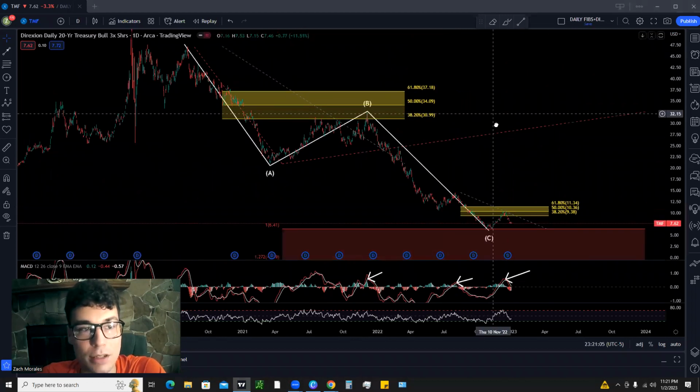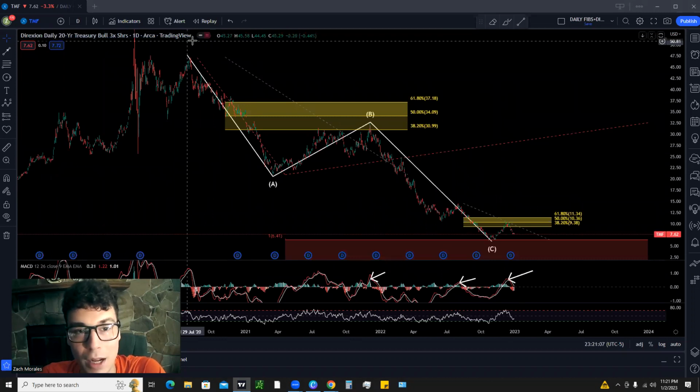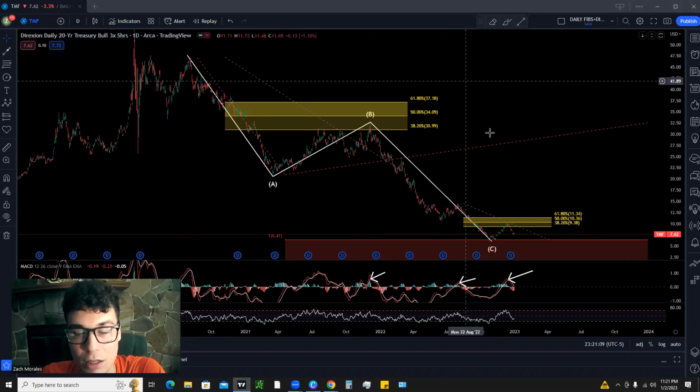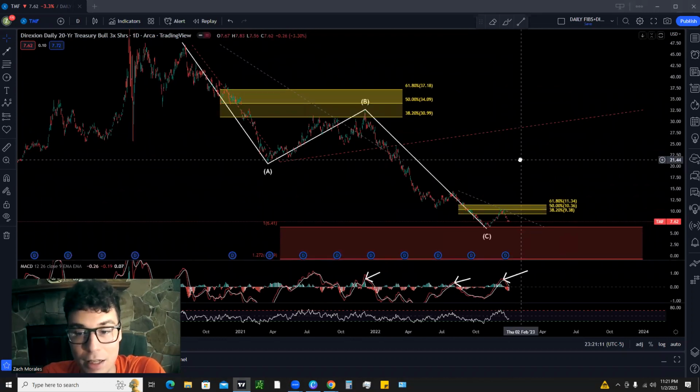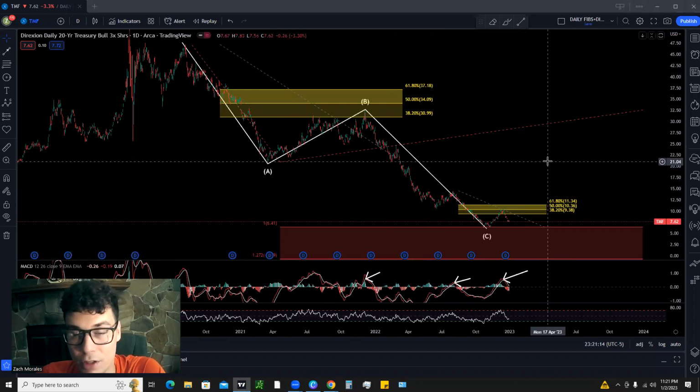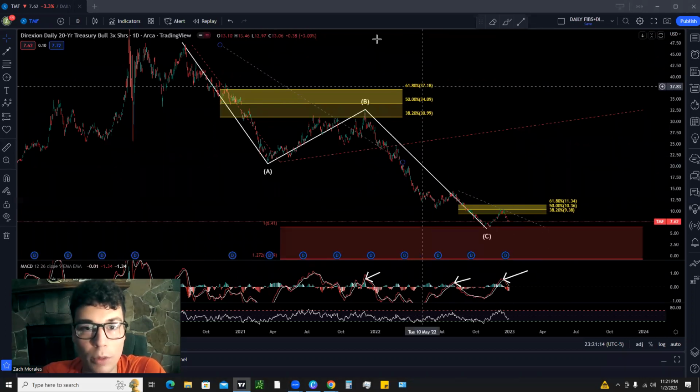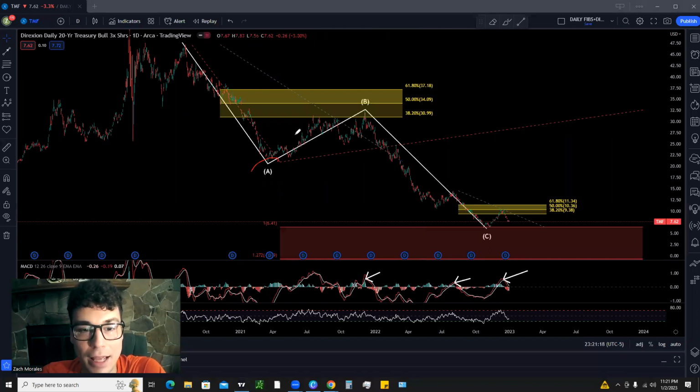This is basically the more highly leveraged version of TLT. And to my instinct, things are tracking pretty similarly, right? What we have here is an ABC movement to the downside. We have a 1, 2, 3 wave pattern down. We hit our 1.0 extension.